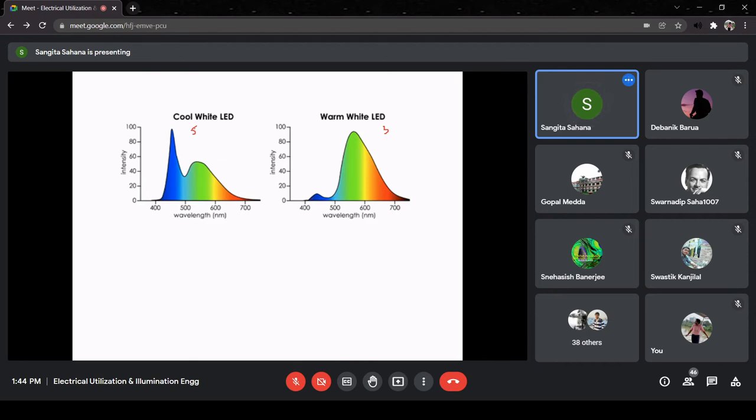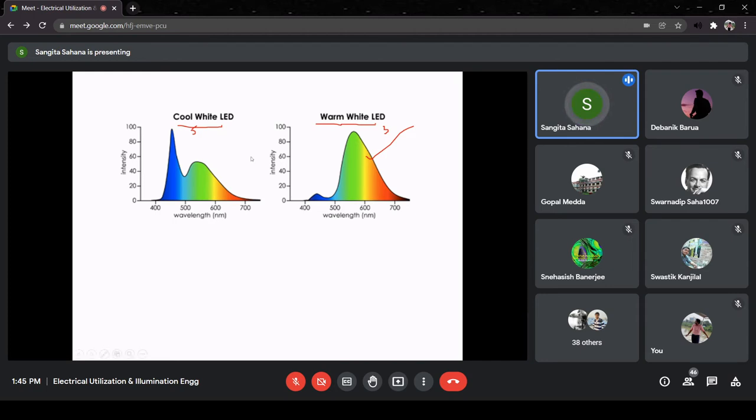For cool white, temperature is higher, so peak wavelength is less, so this will be shifted towards the lower wavelength region. Maximum radiation will be in the lower wavelength region. For warm white LED, less CCT, so high value of the peak wavelength, more amount of radiation in the higher wavelength region, so the curve will shift towards the higher wavelength region. Okay. So from this example, you can explain cool white LED and warm white LED.